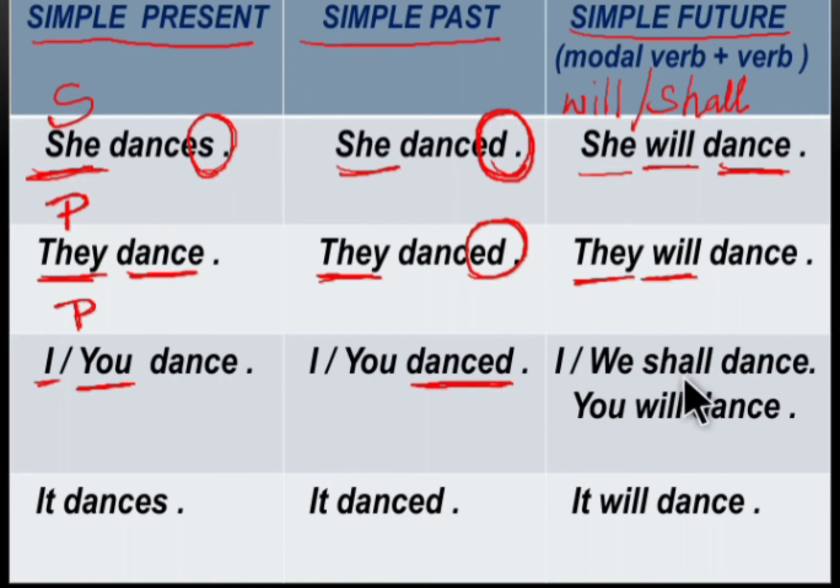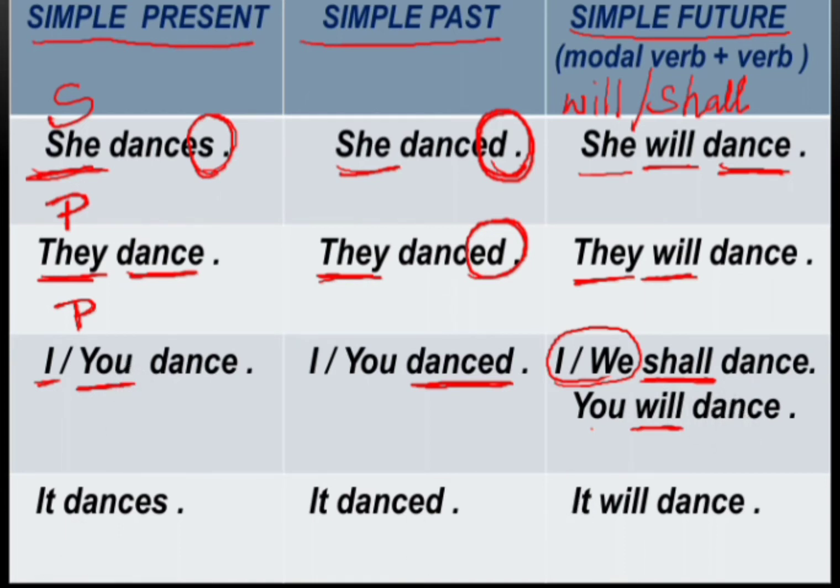And in the simple future, if it is I or we, I and we are the first person pronouns, so we use shall and dance, that is the present form of the verb. And you will dance. Here you is the second person pronoun, and so we use will. This will, shall, or either of the modal verbs is mandatory in future tense.